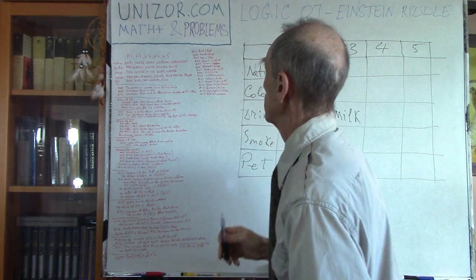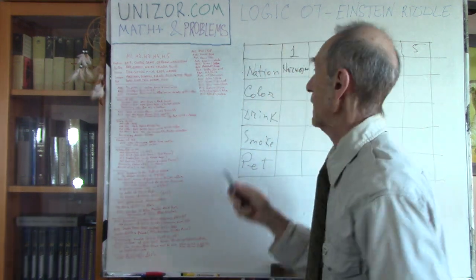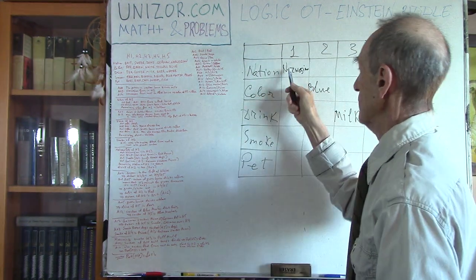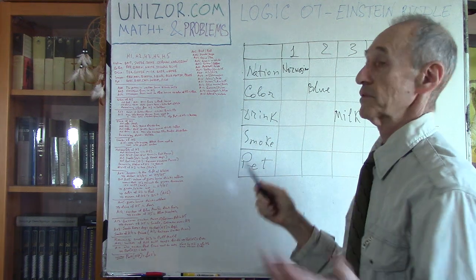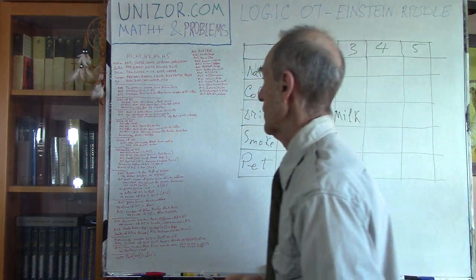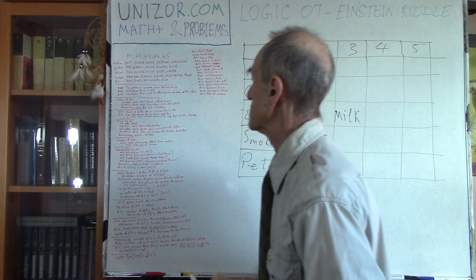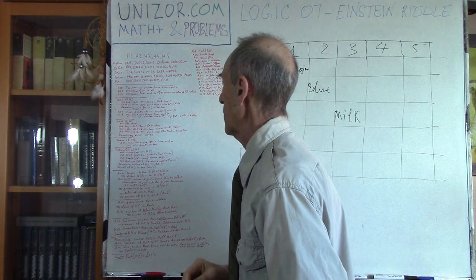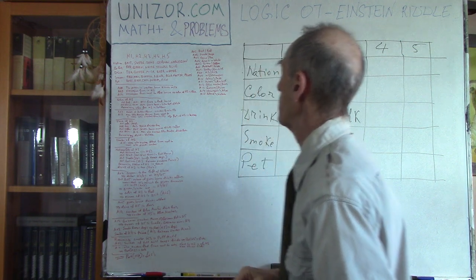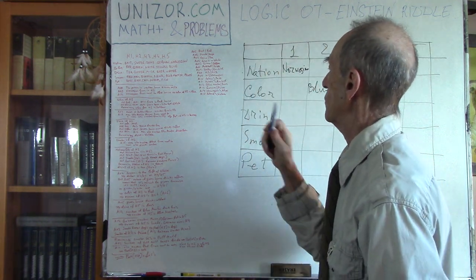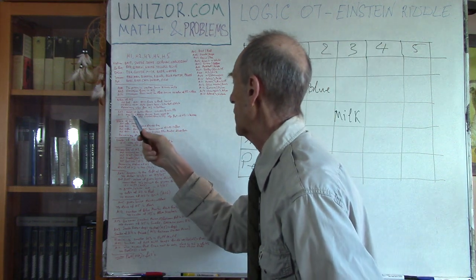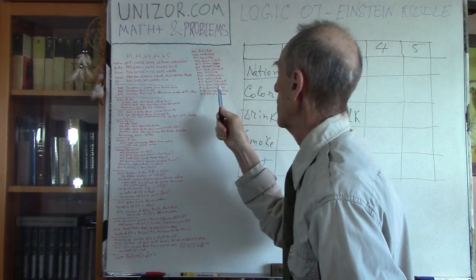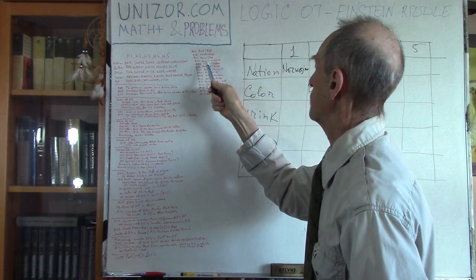Now, what do I know about different colors? I know that Brit lives in the red house. That's condition number one. But I have Norwegian in the first, so it's definitely not red. Okay? So it's not red and not blue. Next, I know that it cannot be white. Why? Because there is a condition called 4, I believe. Yes, 4.